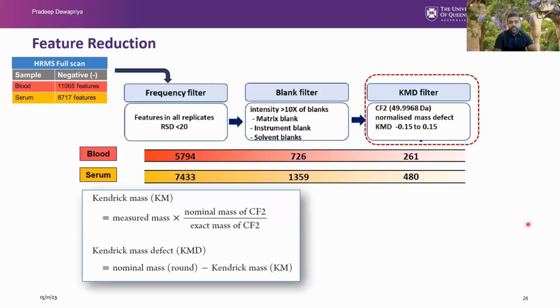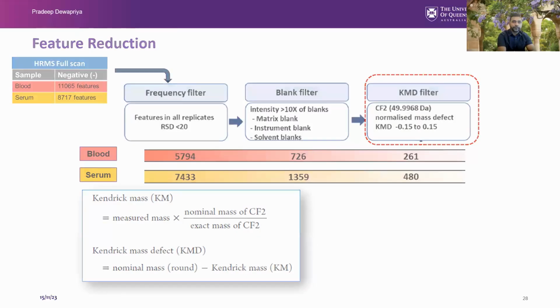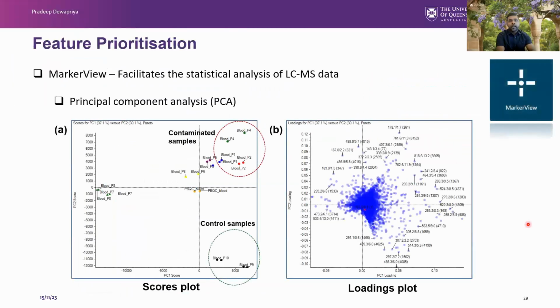However, the KMD alone was not sufficient to reduce the number of features in our feature list. So we had to find other feature reduction possibilities. This is where our reference control sample supported us in reducing the number of features. We compared contaminated samples with reference control samples using SCIEX MarkerView software.